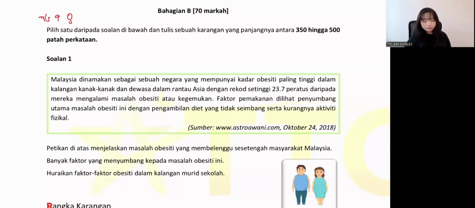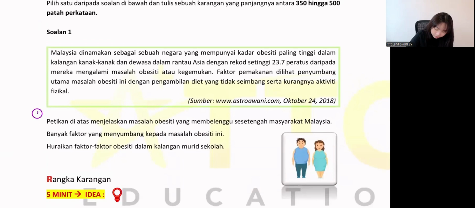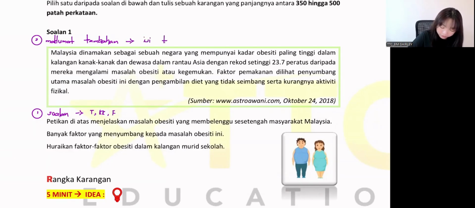Okay, now let's see. First of all, every time for the long essay, there will be 4 questions to choose. So for these 4 questions, the very first step is to read the soalan, then only you go back to the maklumat tambahan. So the soalan is here. As for the soalan, you will need to find out the topic, kata kunci, and also format. As for the maklumat tambahan, you will need to find out isi the surat, which is the given information. So we go through the first step first, which is to find out the topic, kata kunci, format.